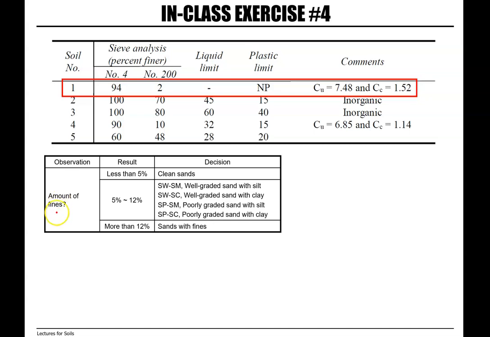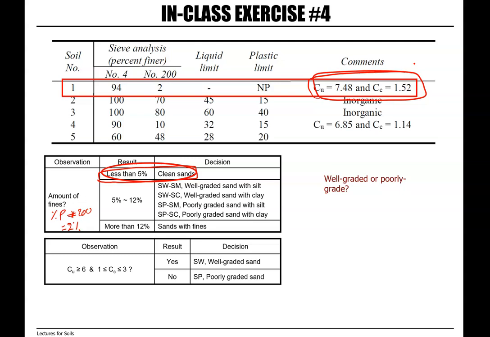Now we need to look at percent passing from number 200 again, which is 2%, and it's less than 5%, which means that we have clean sand. We need to see if it's well graded or poorly graded. We have CU and CC. CU is 7.48, which is yes, higher than 6, and CC is 1.52, and yes, it's between 1 and 3. So we have a well graded sand.